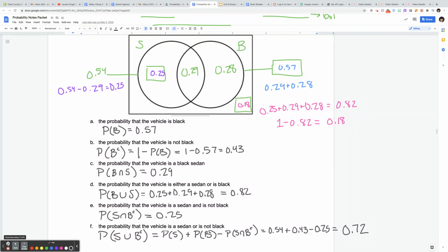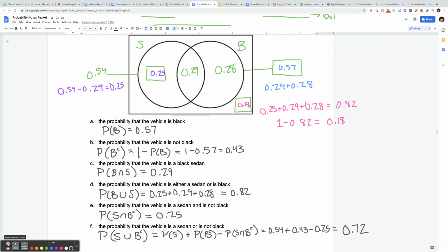Okay, the total for black cars in general is just 0.29 plus 0.28, which is 0.57. Okay, and then to get the neither probability on the outside of the actual Venn diagram part, you add all of the values together that are inside of the circles. So that's going to give you the or probability. That's 0.82, and then you just do 1 minus that value to get whatever's on the outside. So 0.18.